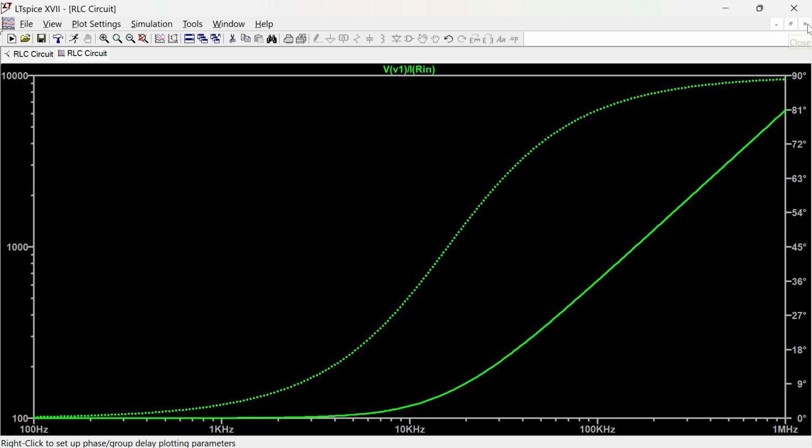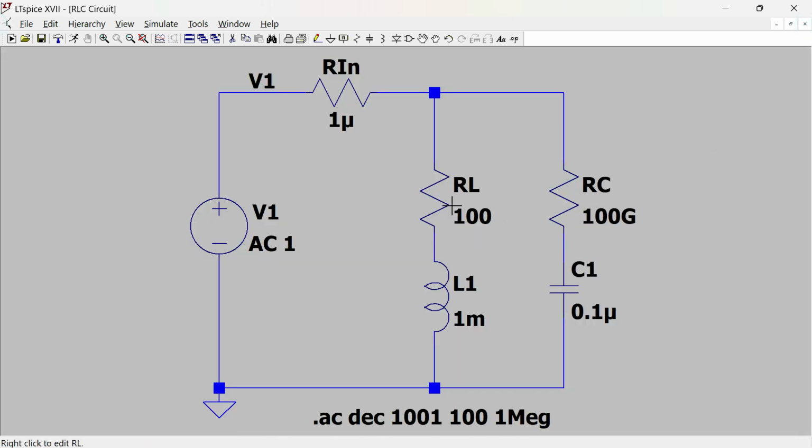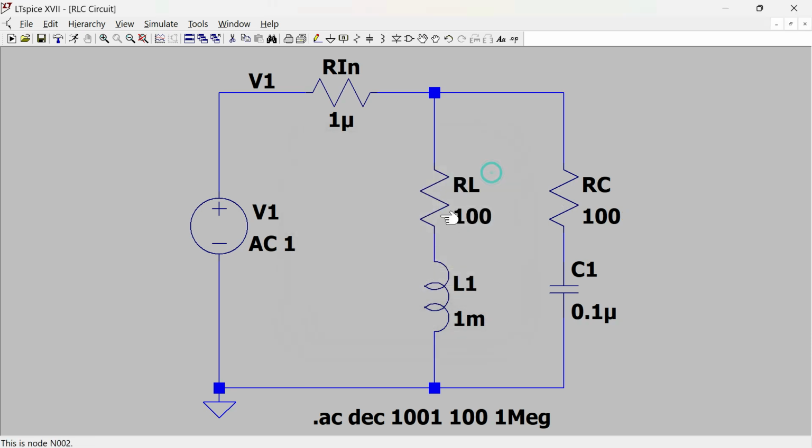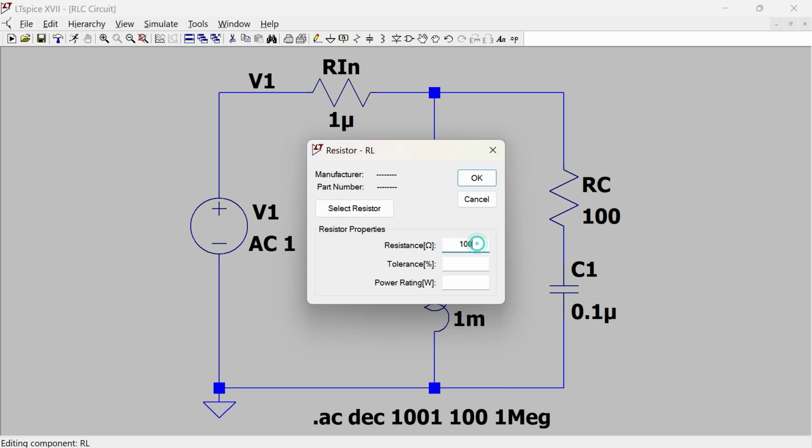Okay, let's change that around. And let's make it so just the capacitor leg is in the circuit. So we'll put that back to 100 ohms. And we'll make this an open circuit.